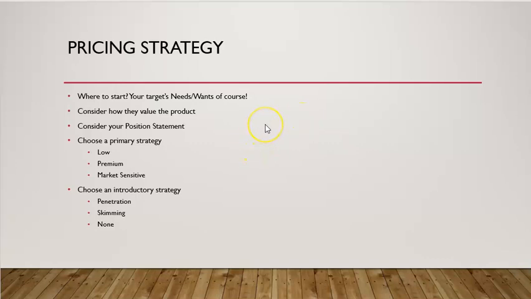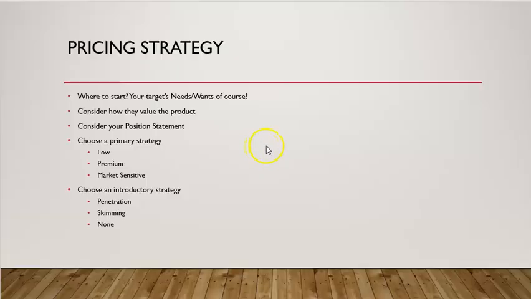So you're going to choose a primary pricing strategy, and I'm going to give you 3 limited choices. I'm going to talk about those in a minute. There could be lots more than this, but I'm just giving you these 3 choices because you should be able to align one of those with your product and its position.